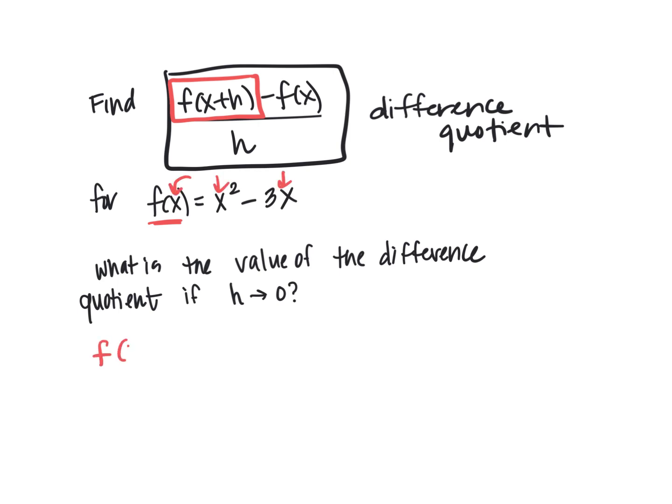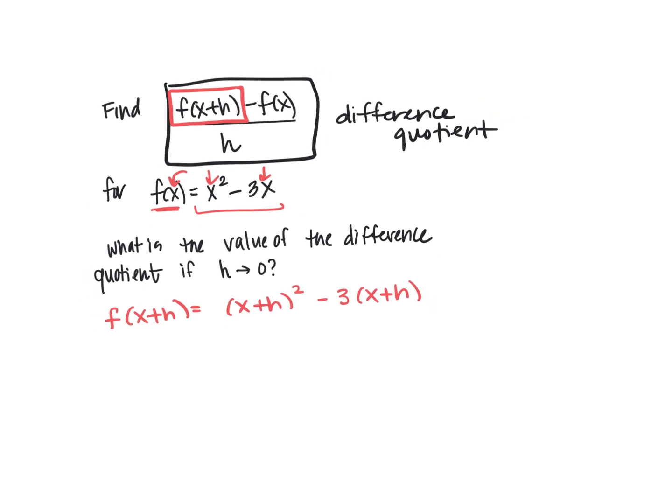So f of x plus h is really going to be just (x plus h) squared minus 3 times (x plus h). So again, that's just plugging into my f function. So for the difference quotient, we're going to put this thing, which we could simplify. This is x plus h times x plus h. Distribute the minus 3, we'll get minus 3x minus 3h.